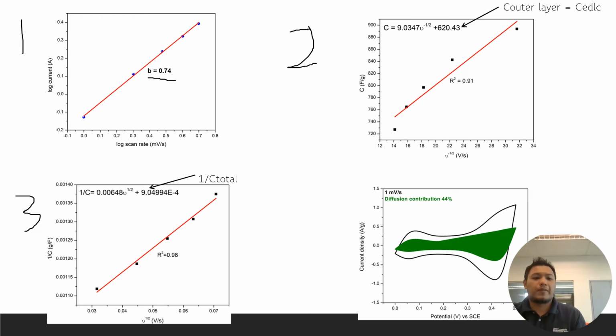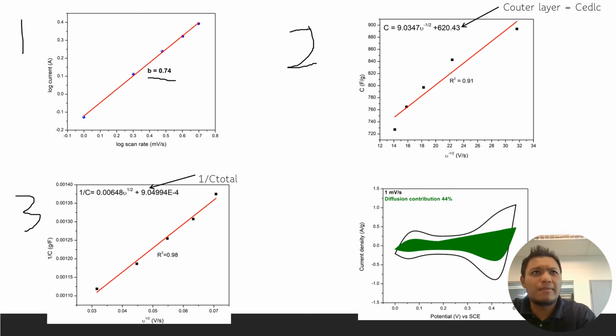In volt per second. So for 1 over C, for example, you run your experiment at different scan rates. For example, 1 millivolt per second, 2, 3, 4, and 5 millivolt per second. You convert from millivolt per second to volt per second to make it easy, so you have 0.001 until 0.005. Then after that, you get the value of capacitance at each scan rate. Then you plot 1 over C.